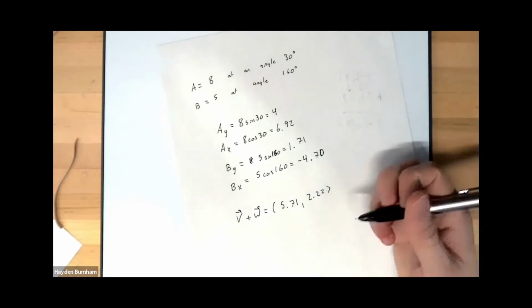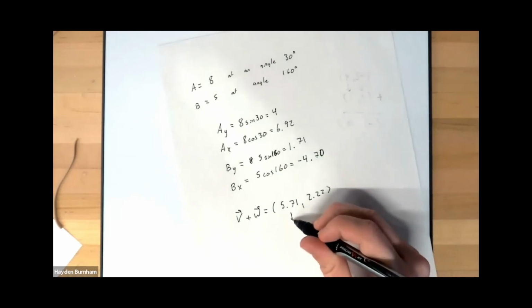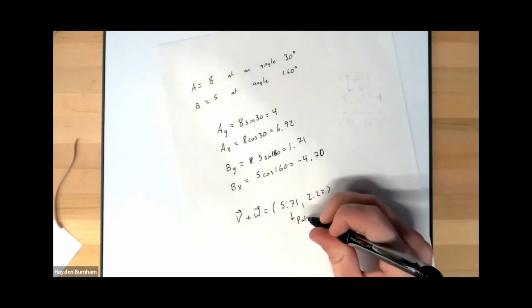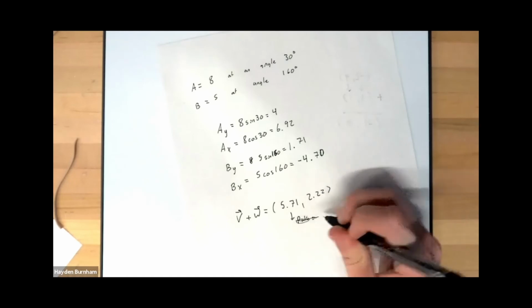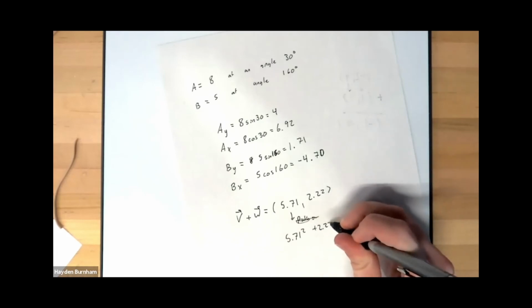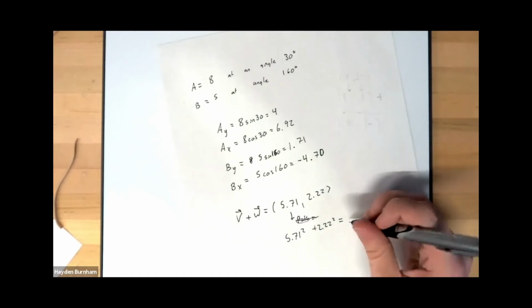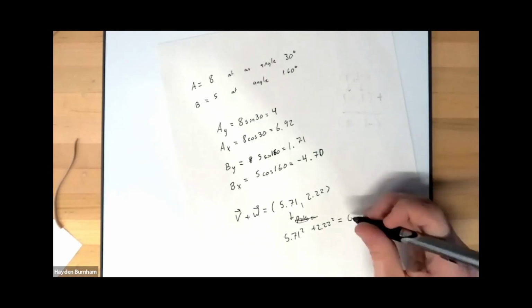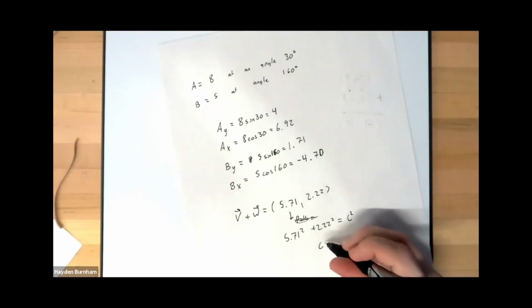Now the neat thing here is that we can actually use Pythagoras' theorem. You could just do 5.71 squared plus 2.22 squared, and that's going to equal, we'll say the magnitude, and I'll just call it C squared. And it should be 6.12.